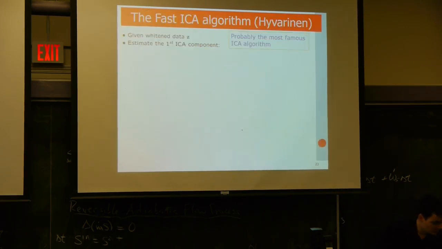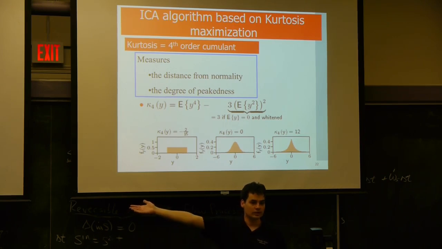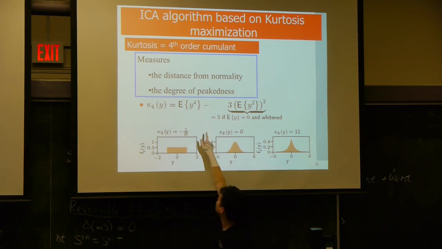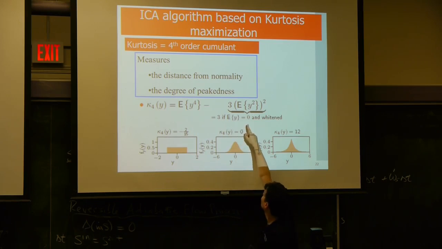Okay, let's move on because I want to talk about something else that's more exciting. Another cost function that you can use, instead of entropy or mutual information, is called kurtosis. Again, our motivation is that we want to go far from Gaussian distributions. The kurtosis of a random variable y is defined as the expected value of the fourth moment, minus 3 times the expected value of y squared, and this whole thing is squared.